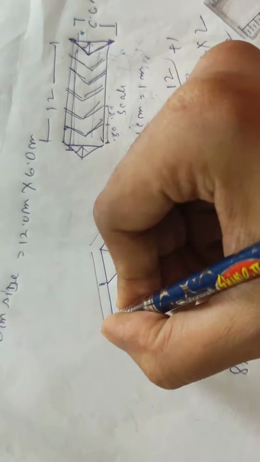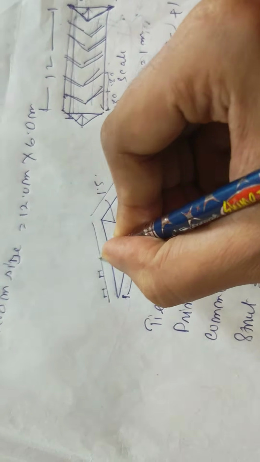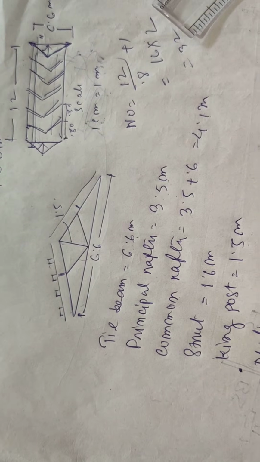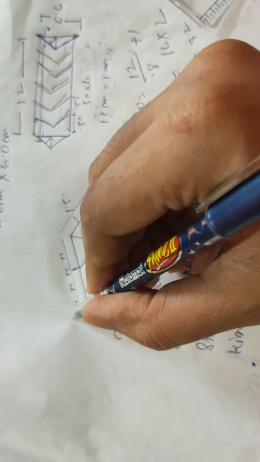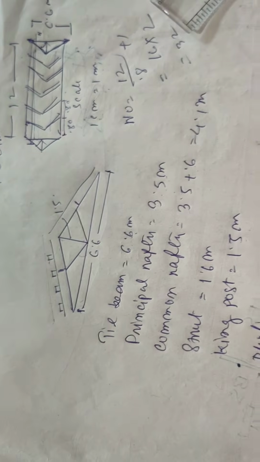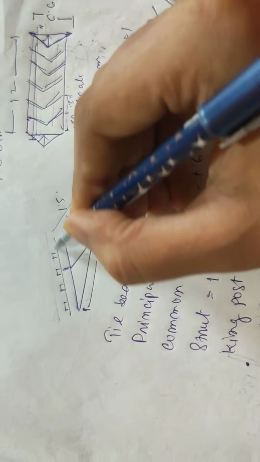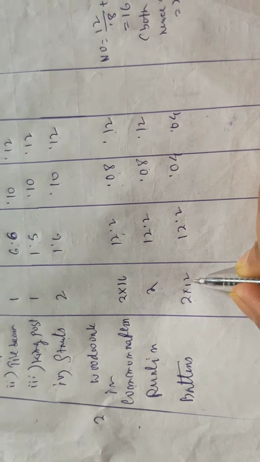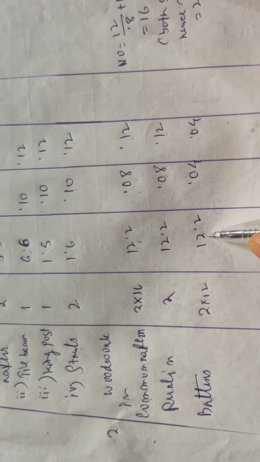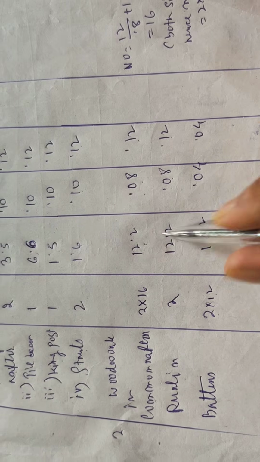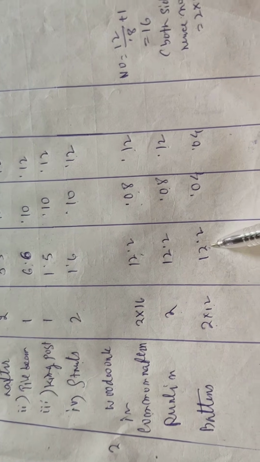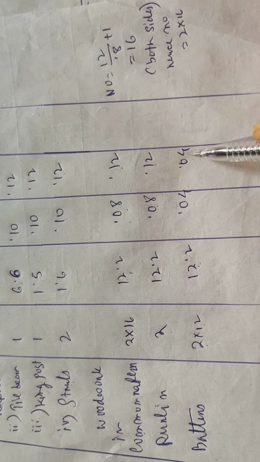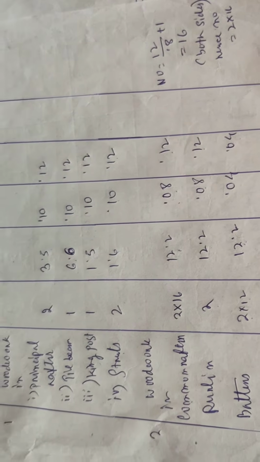So now the battens. As you remember the drawing, the battens are provided like this. Okay. So suppose, on this side we have provided 12 battens, and on this side also we have provided 12 battens. So 2 into 12, and the length of the battens will be equal to the length of the common rafter or purlin. Okay. And the batten size is 4 centimeter by 4 centimeter. So in this way we can calculate.